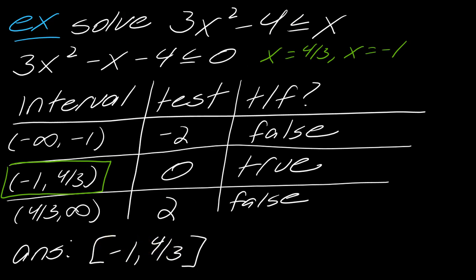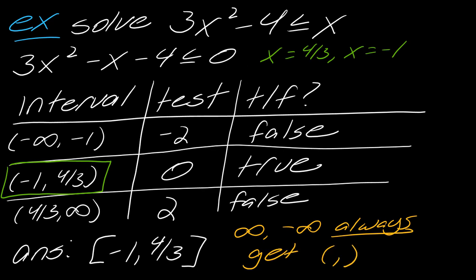Now, one thing I want to remind you: infinity and negative infinity always, no matter what, get round brackets, okay? So the numbers can be included if you have less than or equal to, but if you had something like, let's say that this was the solution, I would give a square bracket for -1, but not for negative infinity, because infinity and negative infinity are not actual numbers, so they always get a parenthesis. A square bracket means that that number is included. Infinity is not a number, it's a concept, therefore it can't actually be included.